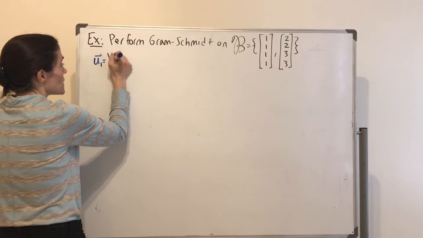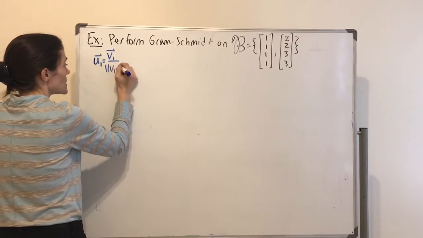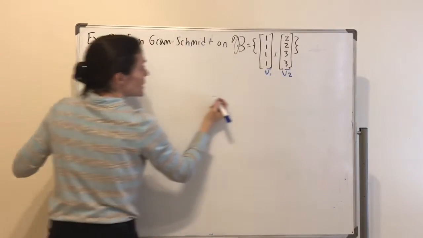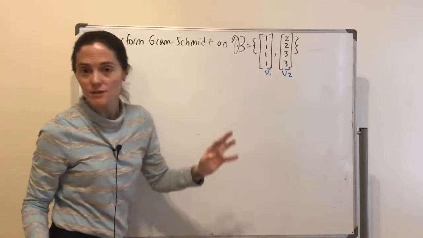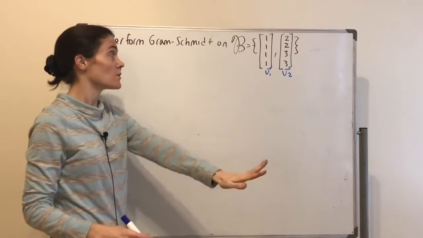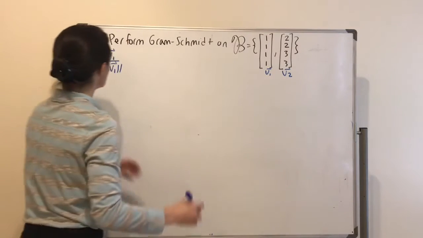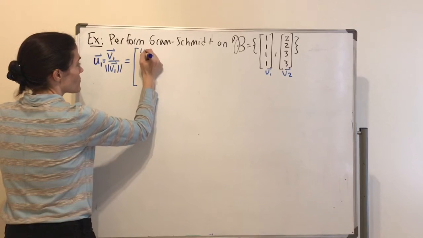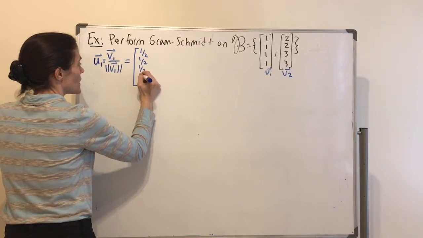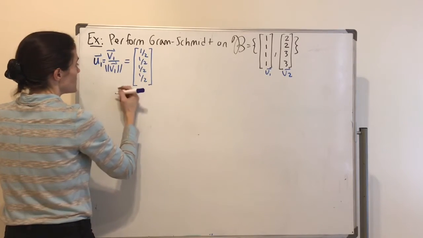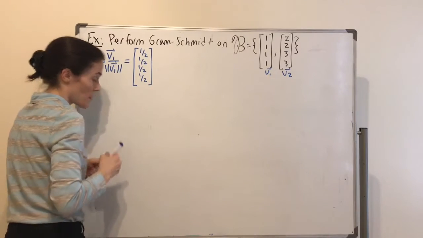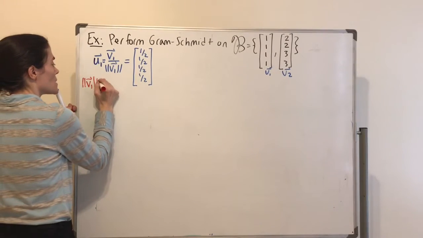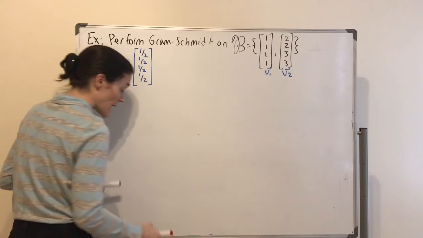U1 is V1 over its length, and I should label these. This is V1, V2. The length of this is pretty clear to calculate quickly. It's the square root of 4, which is 2. So if we write that down, it's a half, a half, a half, and a half, because this length was 2. Okay, so far so good.